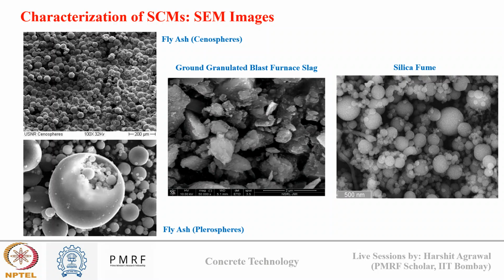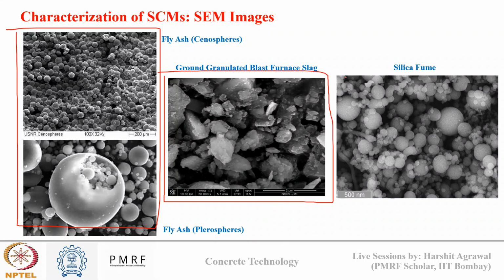So first we'll look at the characterization of SCMs, in which we have scanning electron microscopic images of these pozzolanic materials. So you can see, these two images are for fly ash. This image is for ground granulated blast furnace slag, and this image is for silica fume. This is at a magnification of 200 micron. This is at a magnification of 2 micron, and this is at a magnification of 500 nanometer. Very small scale. It is 0.5 micron.